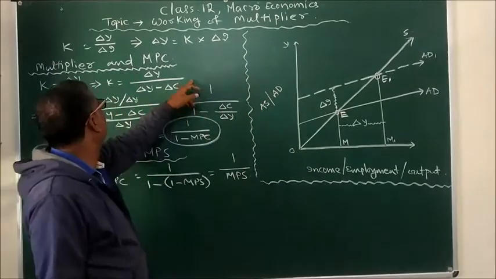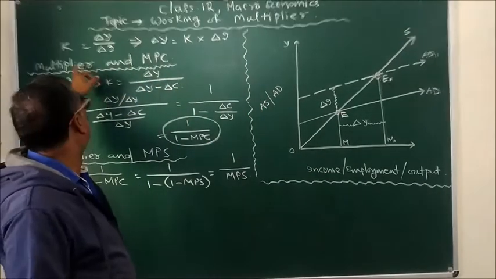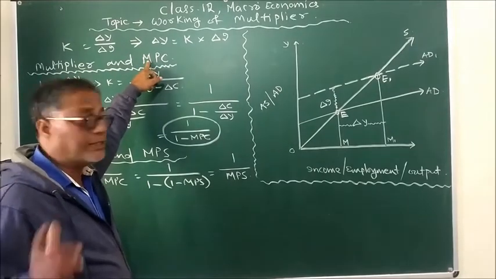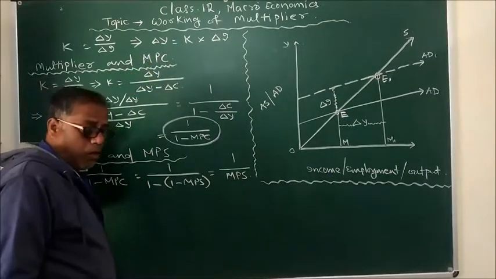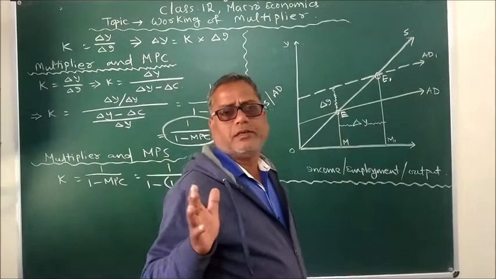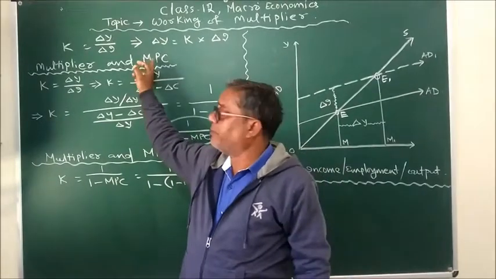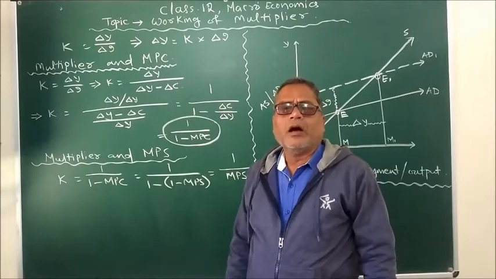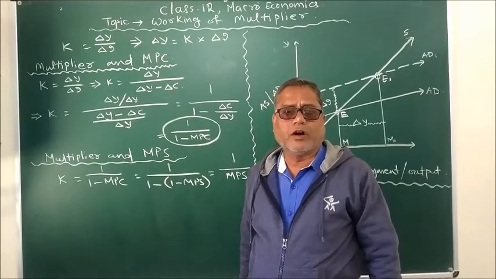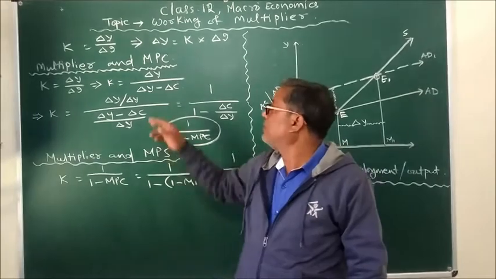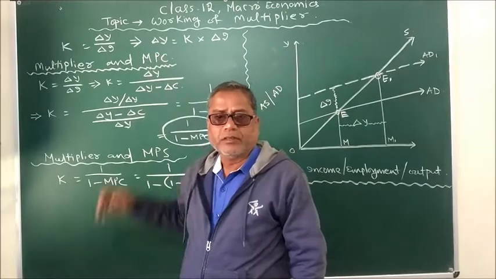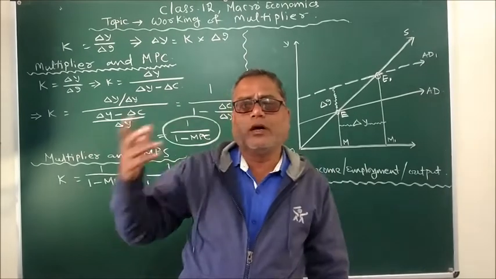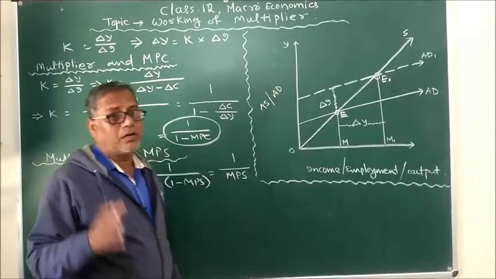So in the first case, you see here the relationship between multiplier and MPC, that is marginal propensity to consume. Some students might have forgotten the meaning of MPC. MPC is, out of an increased income, what percentage of increased income we intend to spend. Means the more the MPC, the more percentage of our increased income we want to spend on consumption.